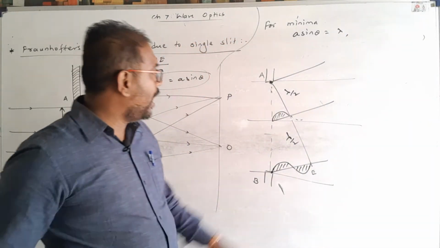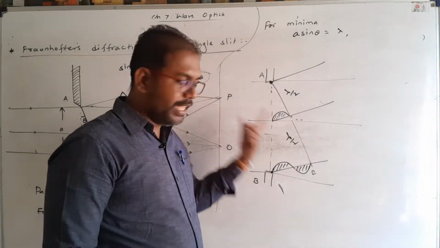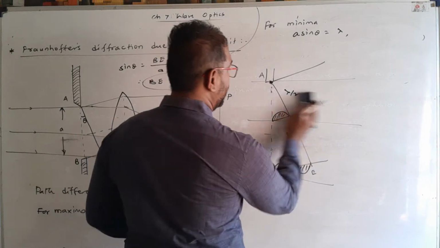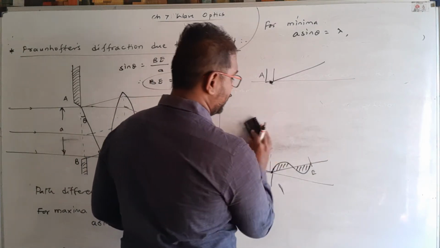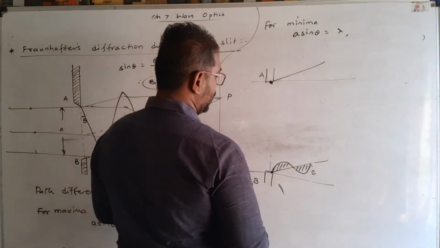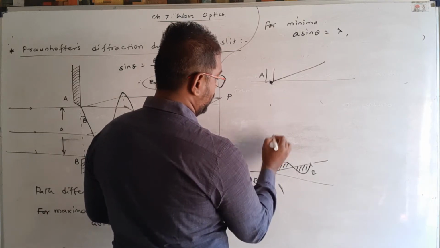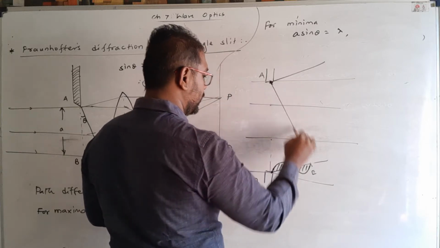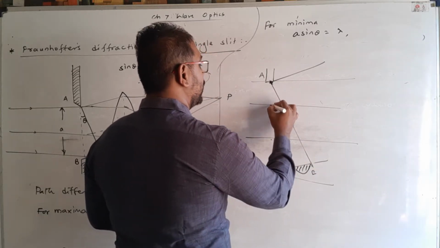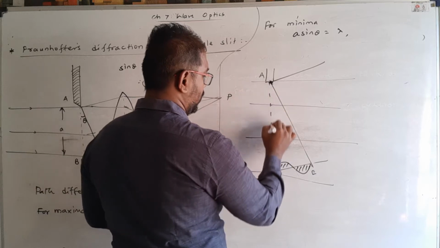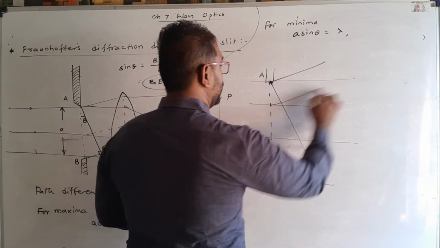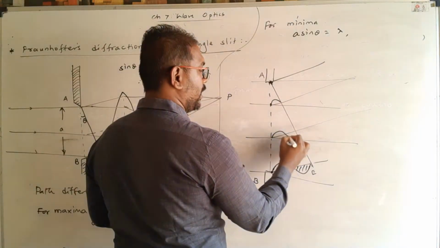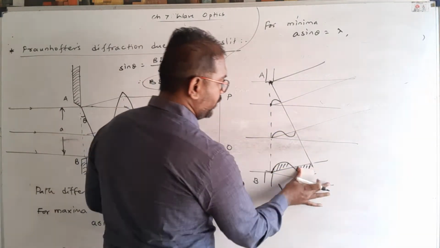Now next time, I have to consider this slit divided into 3 equal parts. I consider the same slit and I divide this slit into 3 equal parts. So 1, 2. You can draw this line. Now see here.